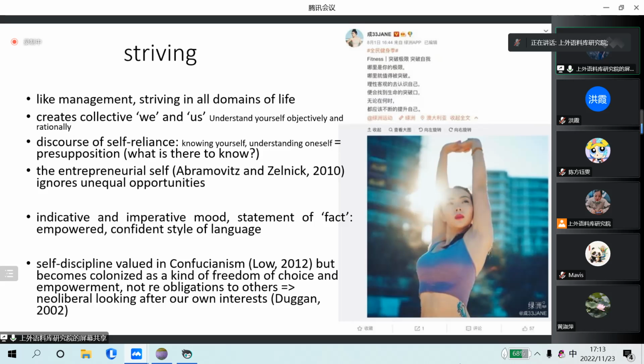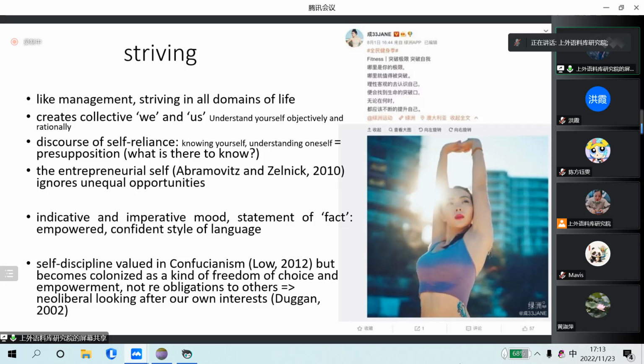Very confident. Now, self-discipline that she mentions as well is very valued in Confucianism, right? It's good, you have to be disciplined. But here it becomes colonized as a kind of freedom of choice and empowerment. So it's not about self-discipline as a kind of obligation to other people. Rather, it's a kind of individual interest here. It's neoliberal, looking after your own interests. Individualism is typical from the West as well.